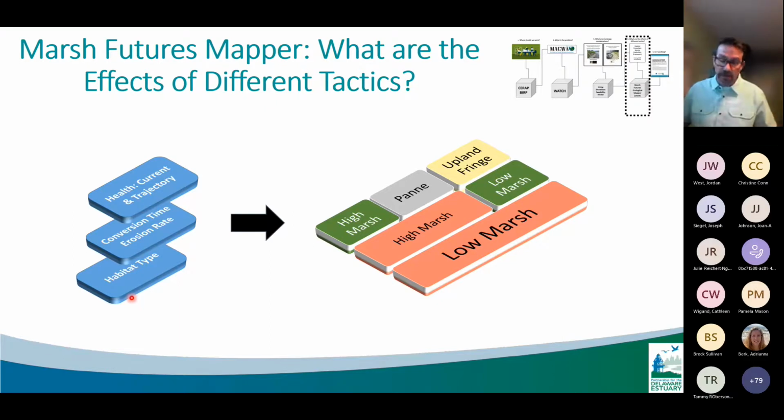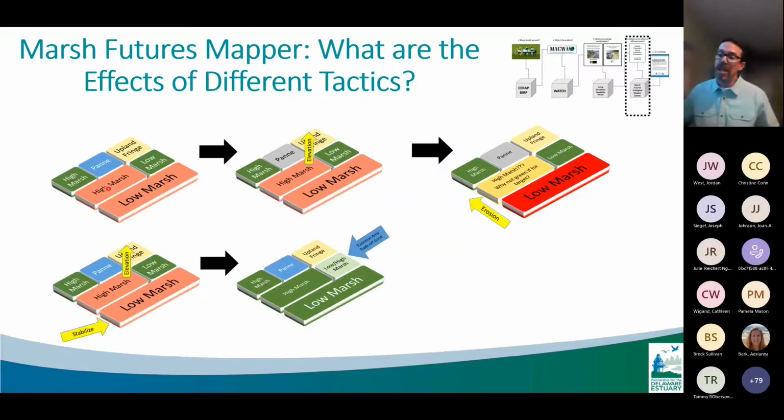Using some different tools that we have now, you can characterize the habitat types, look at conversion times and erosion rates, use WATCH to look at the health, and you can kind of bin them out as areas that are in pretty good health and areas that might be in poor health. Say you're interested in this high marsh area and you've done WATCH, and the problem probably is the elevation. You've gone through the feasibility model, and raising the elevation would probably get at the concern.